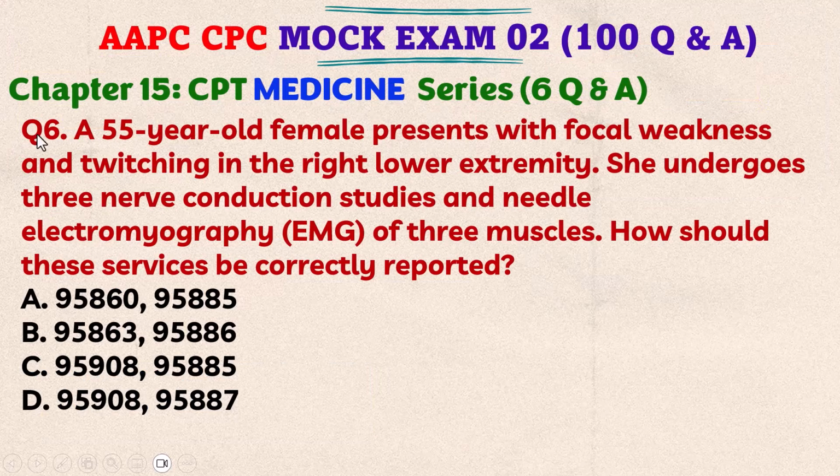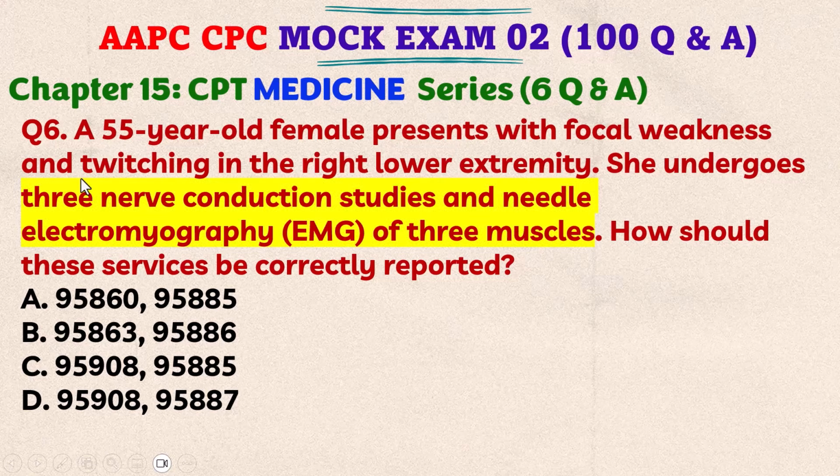Question number 6. This is the final question of the medical series. A 55-year-old female presents with a focal weakness and twitching in the right lower extremity. She undergoes 3 nerve conduction studies and needle electromyography of 3 muscles. How should these services be correctly reported? So there are 4 answers available. Take the CPT codebook and find the answer.